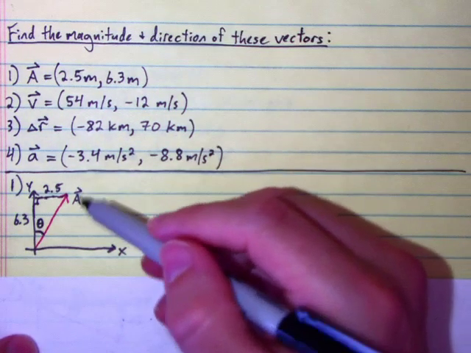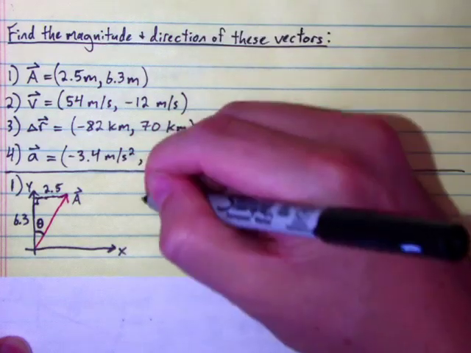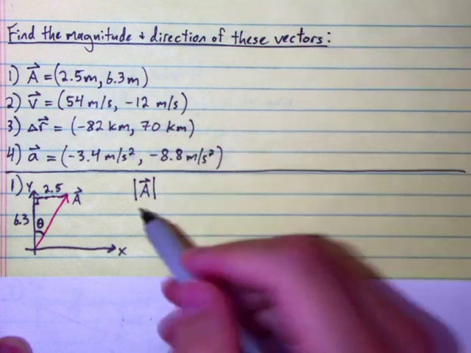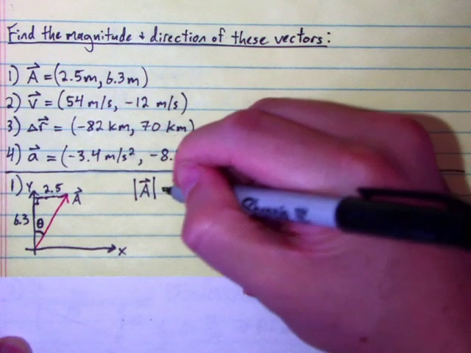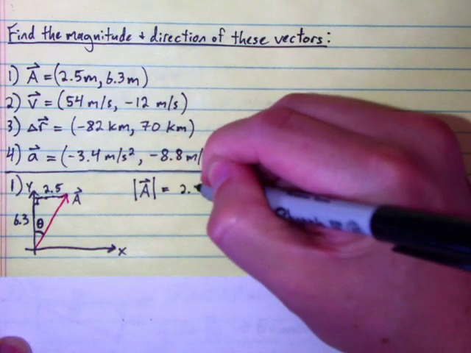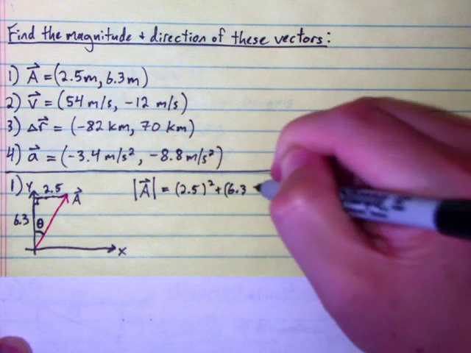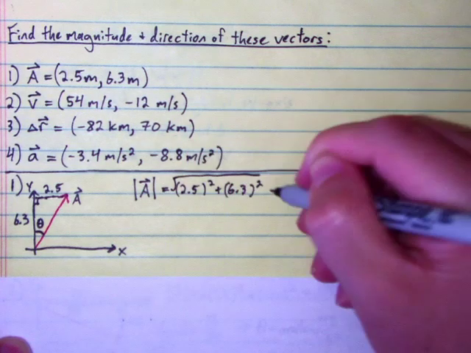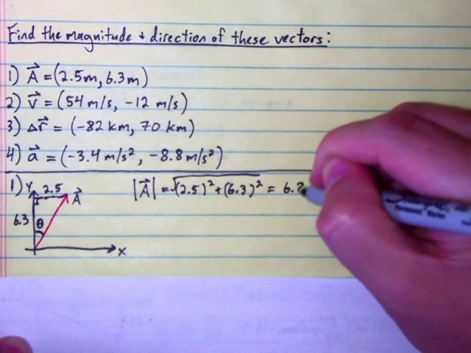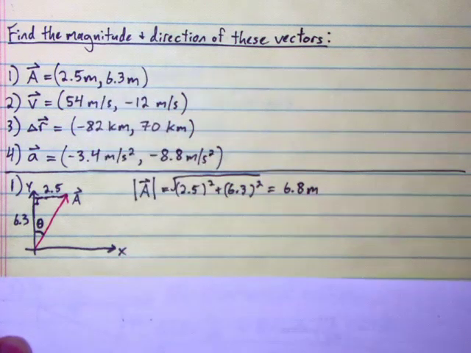First, the magnitude is pretty easy. We'll use good old Pythagorean theorem here. So we know that the magnitude of A, denoted by putting absolute value signs around A, is equal to the x component squared plus the y component squared, square rooted. And that comes out to 6.8 meters. Meters here because it's meters here and here on each component.